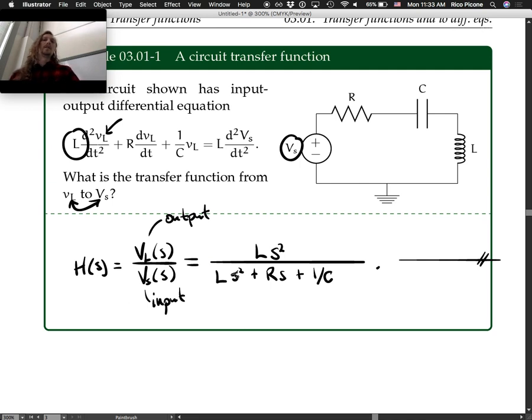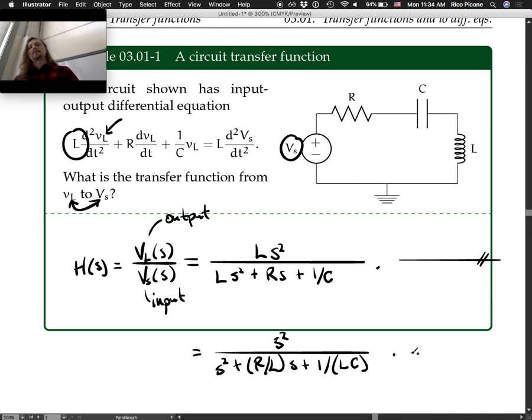So if you were to do that, it just gets a little messier, but the numerator actually gets a little nicer, right? The L goes away. So you get s squared divided by s squared plus R over L times s plus 1 over LC, which is also totally fine. So either one, this would be standard form, so probably slightly preferred.